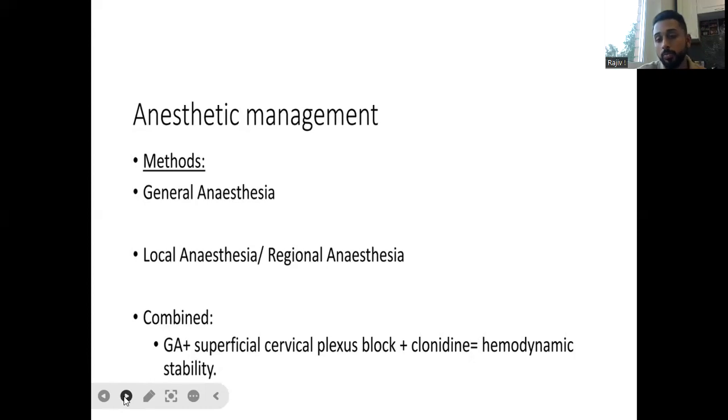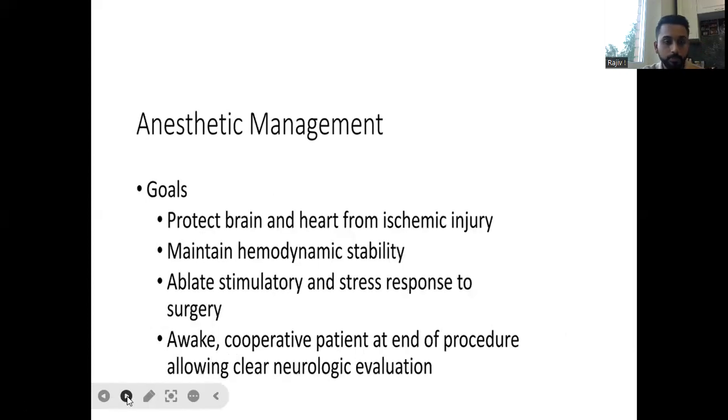Now, anesthetic management, there are three kinds of anesthesia that we usually prefer in this surgery. One is general anesthesia, which I don't prefer usually. But if the patient is like a risky patient, then we go for general anesthesia. Local anesthesia and regional anesthesia are the ones we use lately, and combined is general anesthesia with a superficial cervical plexus block and clonidine, which gives the best hemodynamic stability. This is also what we use.